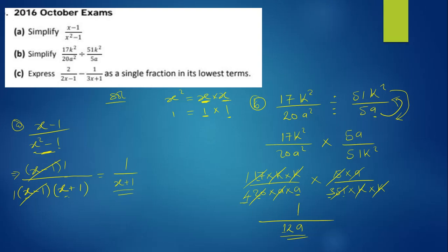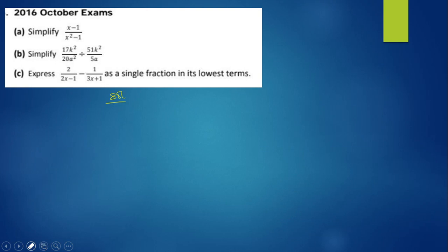And then let's solve the last question, C. So let me clear here so that we can create space here. Okay, now let me solve for C. So C is saying x plus this as a single fraction in its lowest terms. So we are having 2 over 2x minus 1, minus 1 over 3x plus 1.